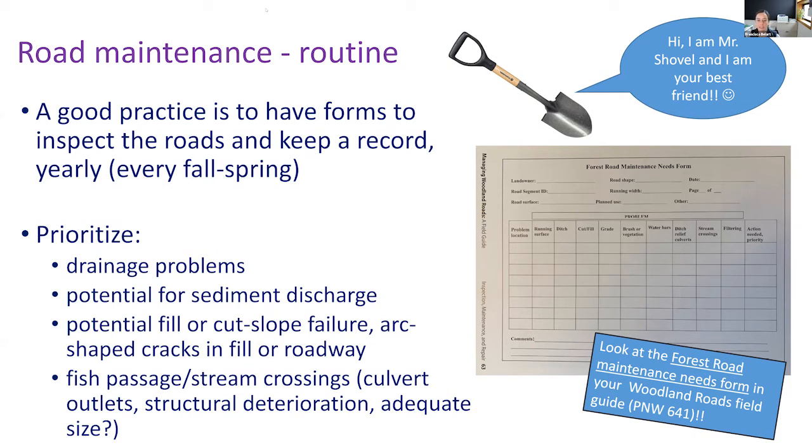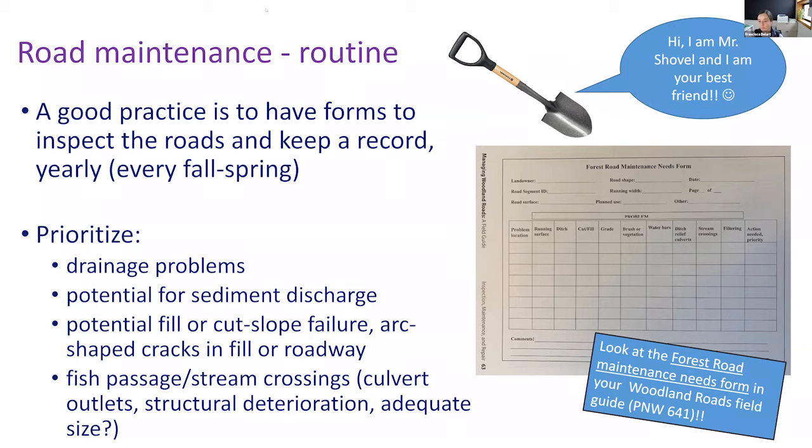So a good practice is to have forms or some way of keeping a record of roads every year, and identifying some potential problems before the winter comes. And we always talk about the best tool and the best friend that you have in terms of keeping your roads well is to have a shovel. The shovel is the absolute best tool to keep you out of trouble. So we call him Mr. Shovel, and he will always be your best friend if you want to keep your roads functioning.